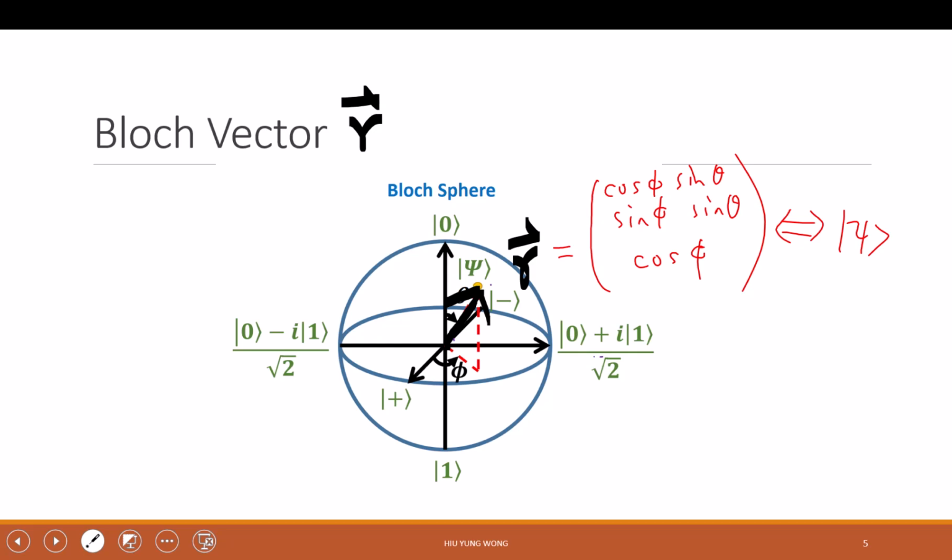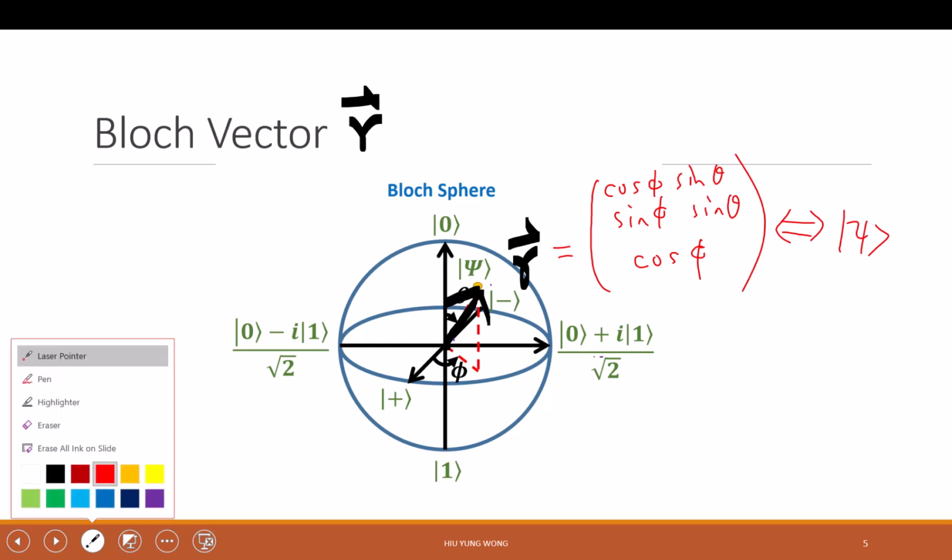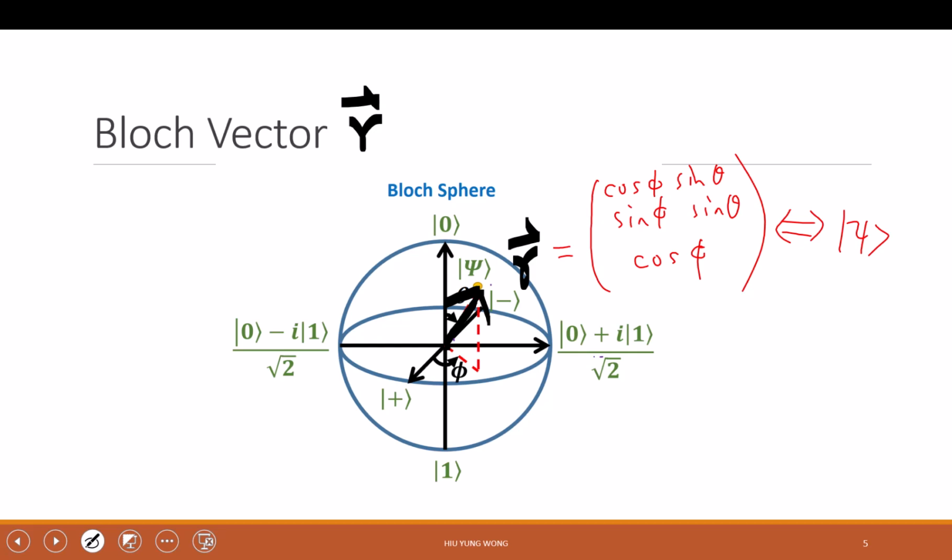Okay, so what do I want to say? Based on this, this is also equal to the expectation of sigma x times x hat, plus the expectation of sigma y.